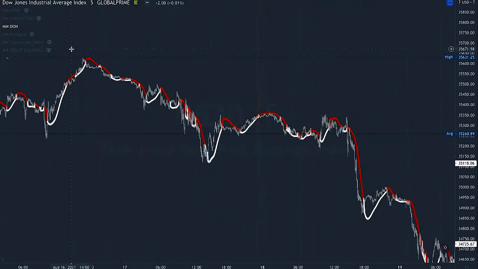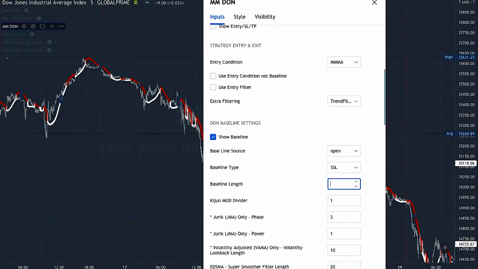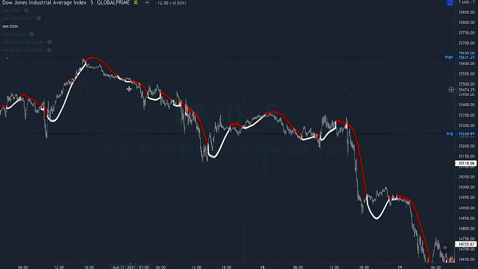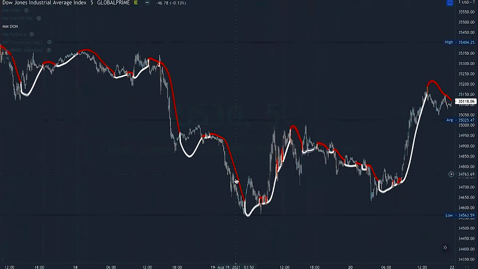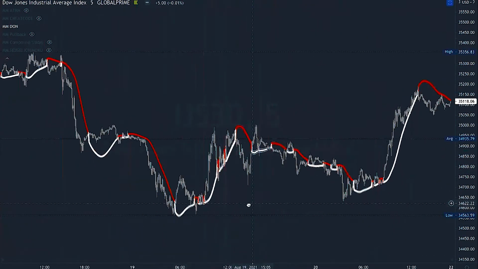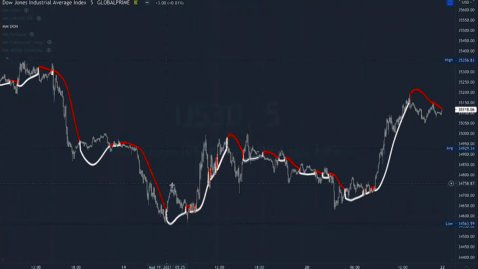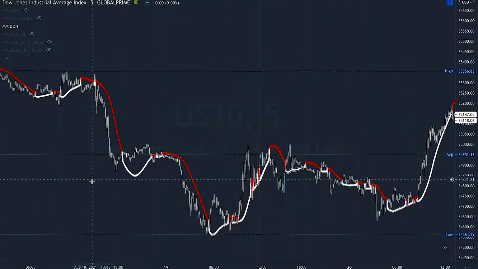You can see you get a lot of entry signals with the SSL. If I made it longer, let's make it 100, you can see that it's slightly changed and it allowed me to stay in trends a little longer, right? So the SSL in general is one moving average that acts as a great entry and exit indicator, as long as you have criteria for it.